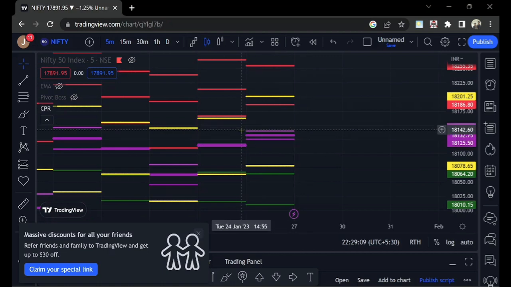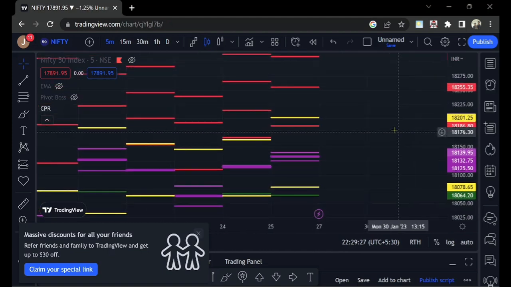This is called the CPR range. The center one is called the central pivot line. The top is called the top CPR. The bottom line is called the bottom CPR. Altogether, these 3 lines are called the central pivot range.